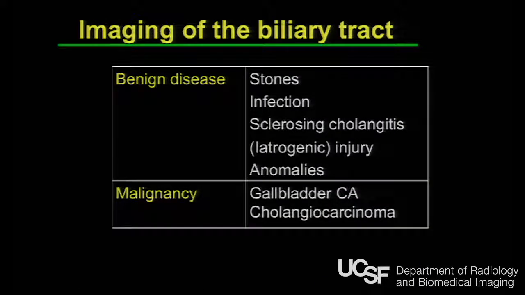Okay, we've covered stone disease, the most common cause of bile duct injury, very common cause of abdominal pain. Look for secondary features to make the diagnosis of duct obstruction. We've covered the various types of cholangitis and iatrogenic injuries, and finally the malignancies.